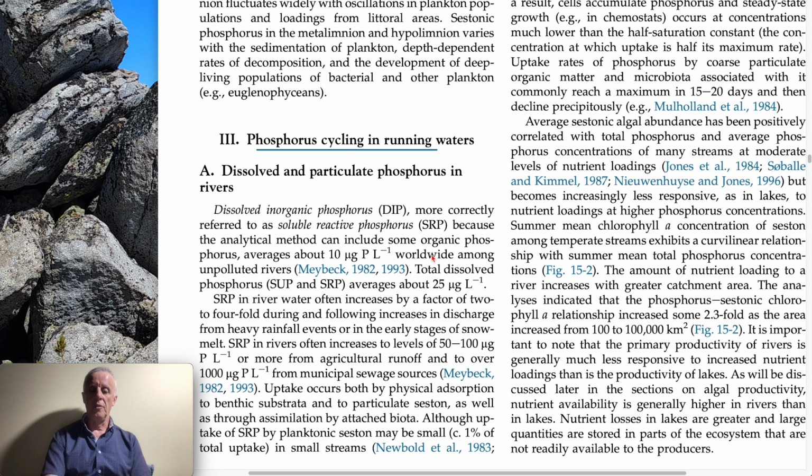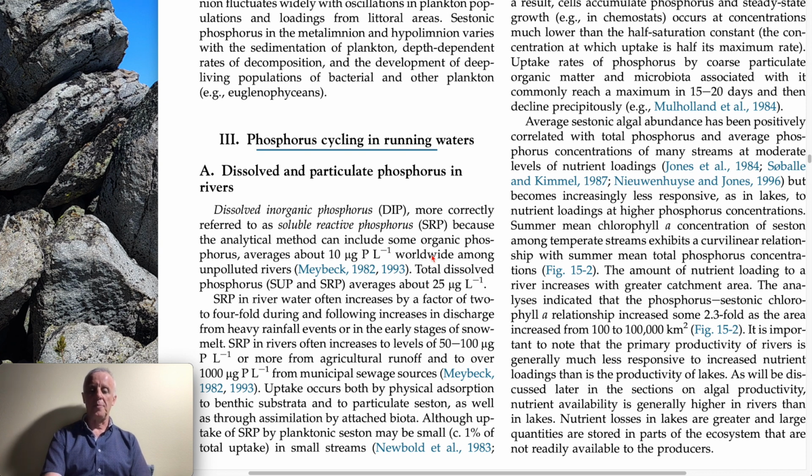SRP in river water often increases by a factor of 2 to 4-fold during and following increases in discharge from heavy rainfall events or in the early stages of snowmelt. SRP in rivers often increases to levels of 50 to 100 micrograms of phosphorus per liter or more from agricultural runoff, and to over 1,000 micrograms of phosphorus per liter from municipal sewage sources.